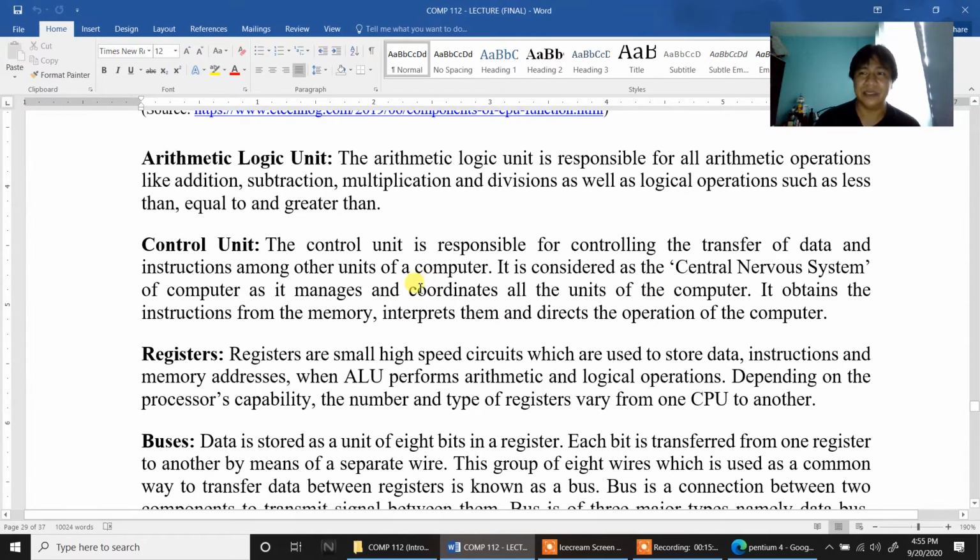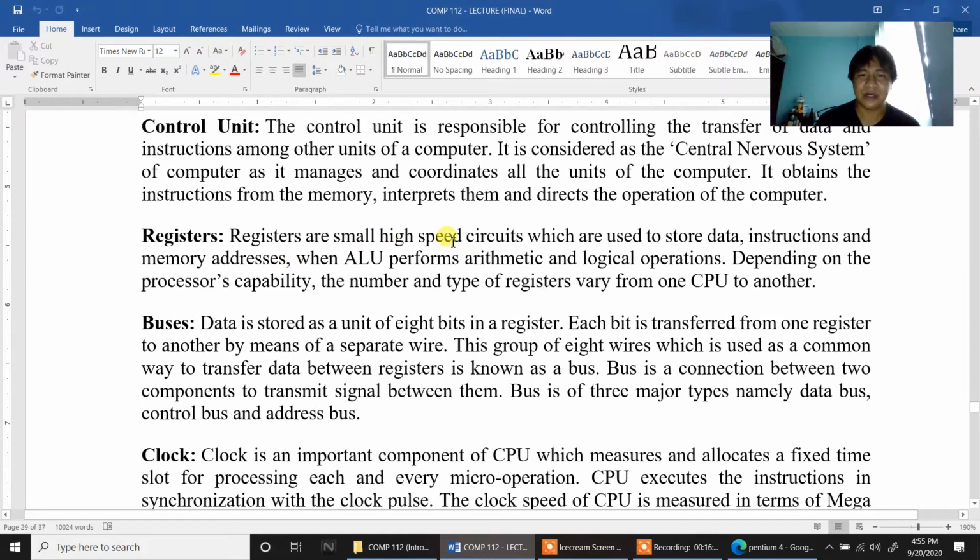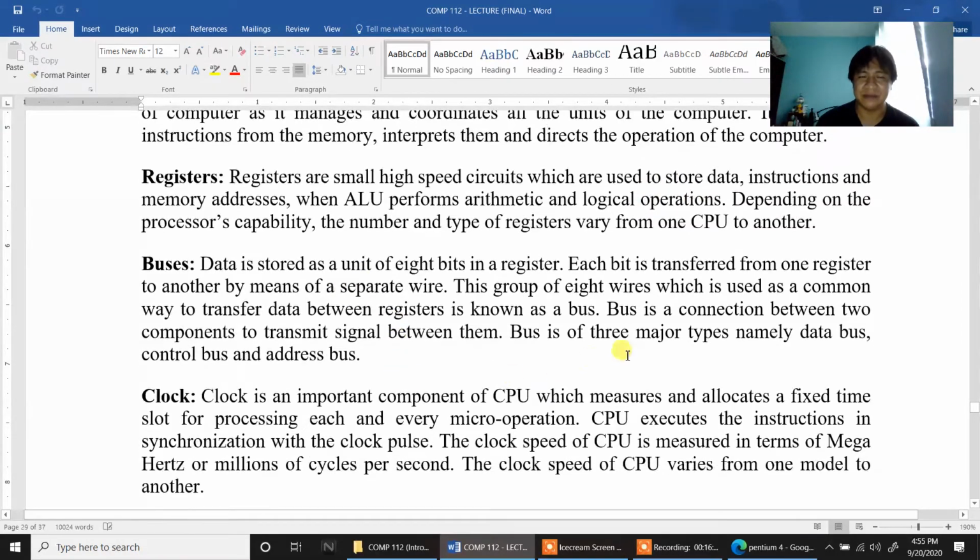or instruction from the user to the computer. So they are the ones that perform. It is the central nervous system of your computer. Registers are the circuitry that temporarily stores data in your memory. That is what a register does.